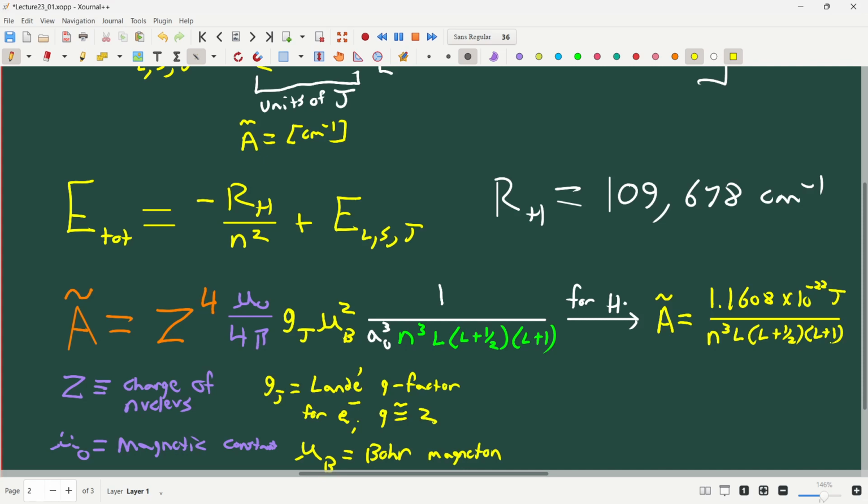So I've just accumulated all of these little constants together and put it in units of joules, as it should be. That is times 10 to the negative 22. It's just about a joule per mole. Not a lot of energy, right? Not a lot of energy.